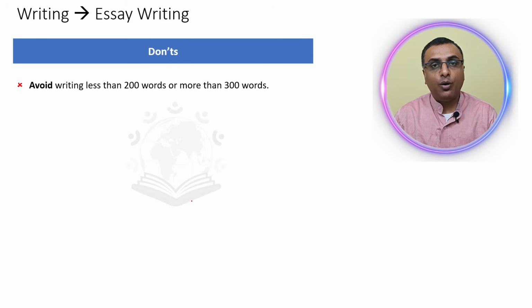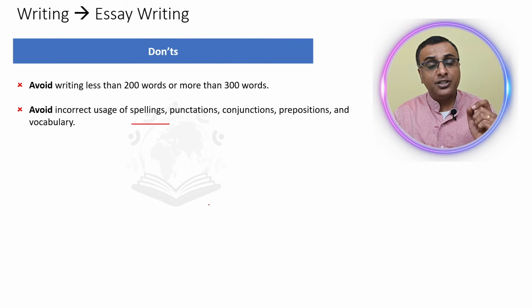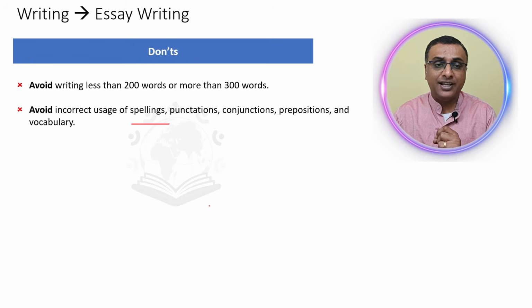First and foremost, avoid writing less than 200 words or more than 300 words. PTE will not consider that particular response. Instead, for an ideal response, write anywhere between 230 and 270 words in your essay. Next, you need to avoid mistakes, especially writing incorrect spellings. PTE will start reducing marks drastically if you make mistakes while writing those spellings.